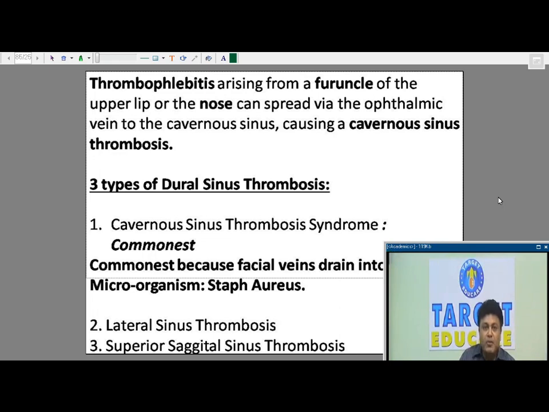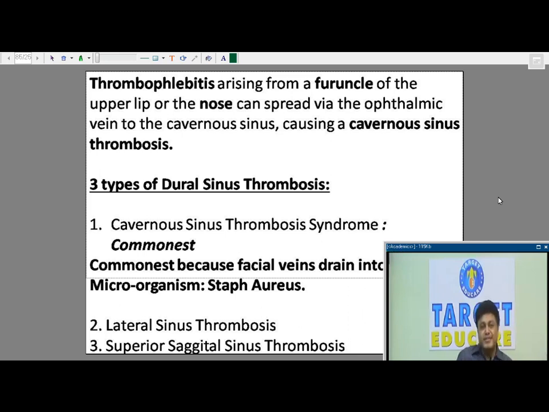Three things you should know about cavernous sinus thrombosis. Thrombophlebitis of cavernous sinus, thrombophlebitis leading to cavernous sinus thrombosis. How does it occur? The thrombophlebitis that arises from a furuncle of upper lip or the nose can spread via the ophthalmic vein to the cavernous sinus. This leads to cavernous sinus thrombosis.